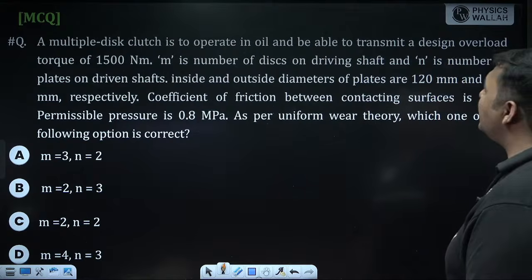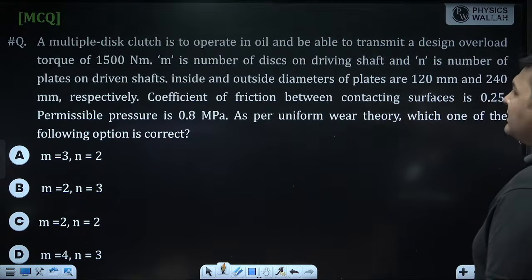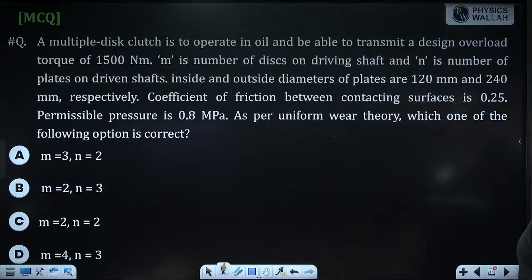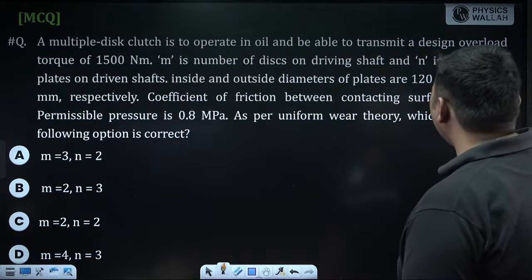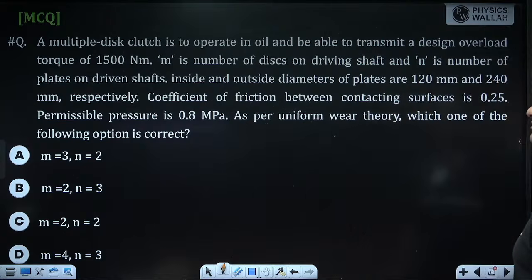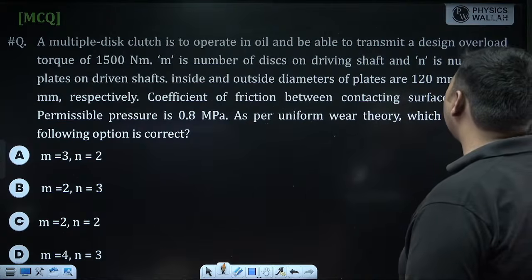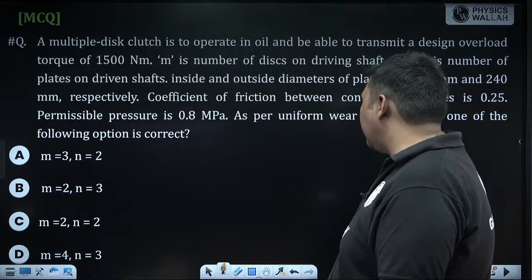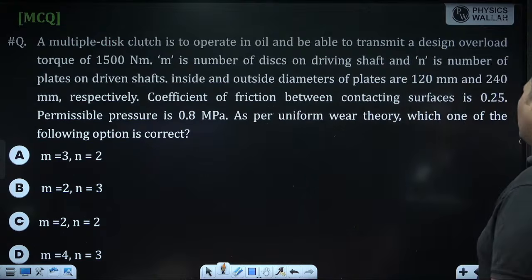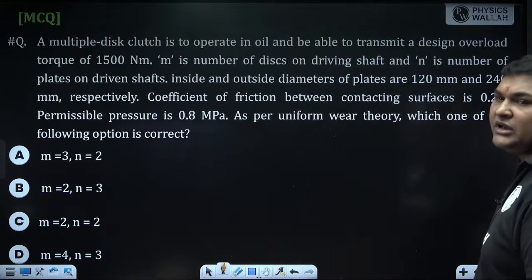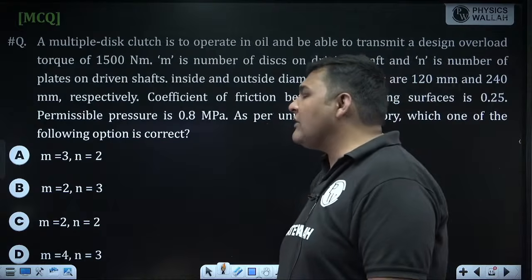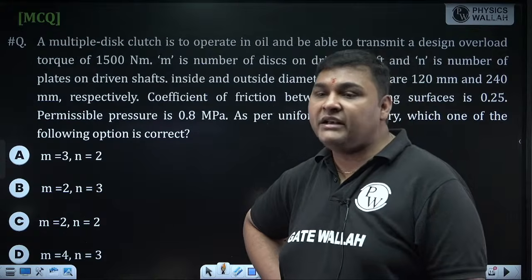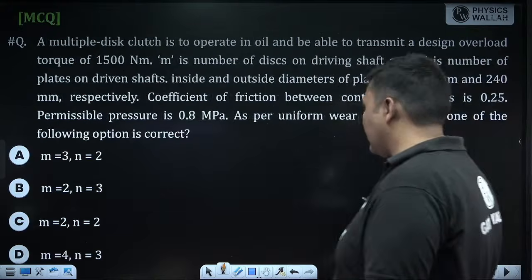M is the number of discs or plates on the driving shaft. N is the number of plates on the driven shaft. Inside and outside diameters of the plate are 120 and 240 mm respectively. Coefficient of friction between contacting surfaces is 0.25. Permissible pressure is 0.8 megapascal. So as per the uniform wear theory, which one of the following options is correct? The examiner is asking the value of M and N. What is M? M is the number of plates on the driving shaft. What is N? N is the number of plates on the driven shaft.